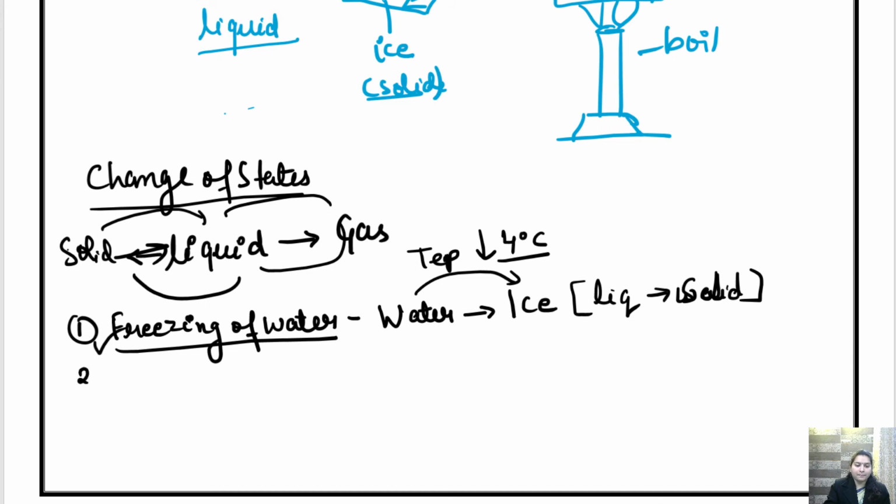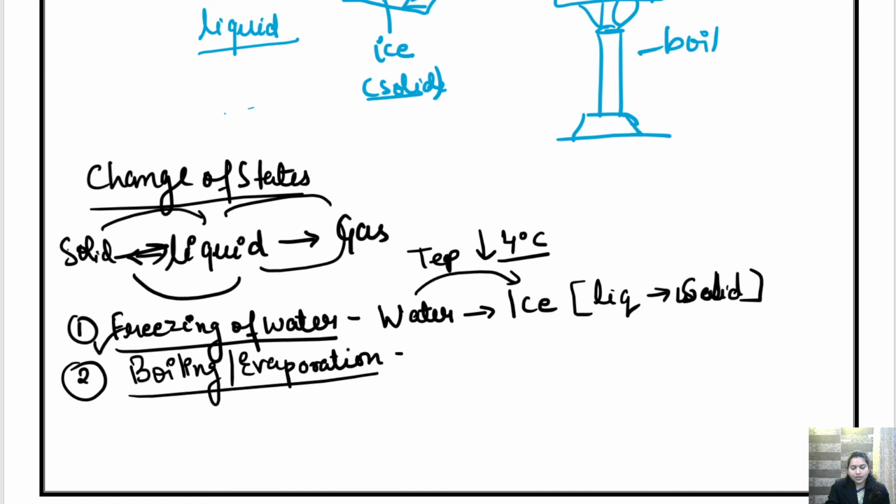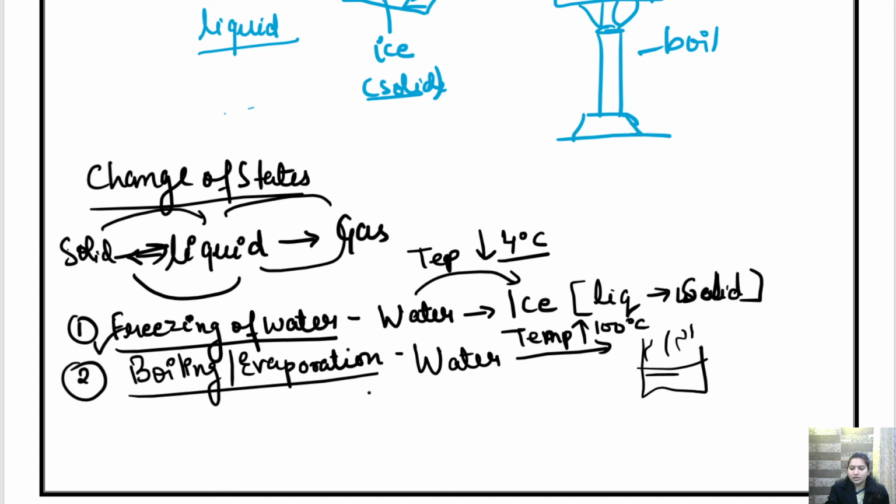अब next we will talk about boiling and evaporation. ये क्या होता है? So when you will increase the temperature, टेम्परेचर बढ़ा दो, 100 डिग्री सेल्सियस कर दो, तो क्या होगा? Water will boil and will convert into gaseous state and water will evaporate.